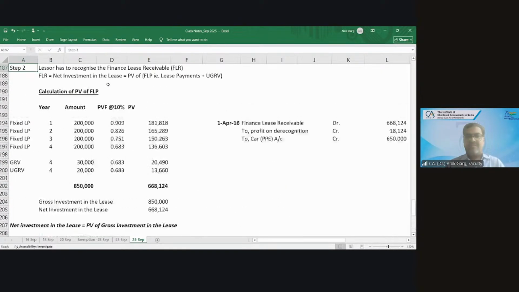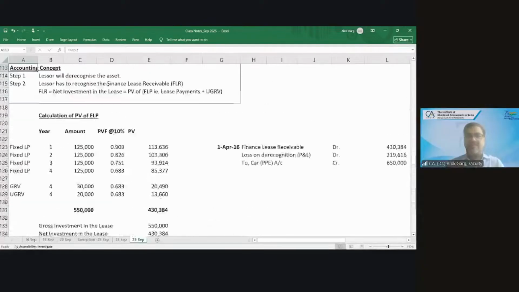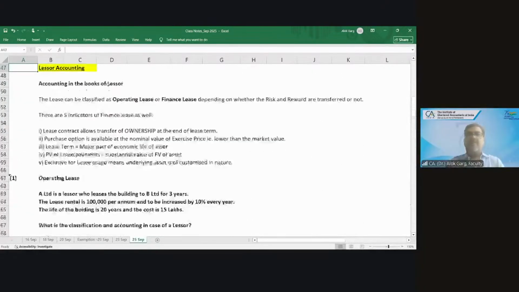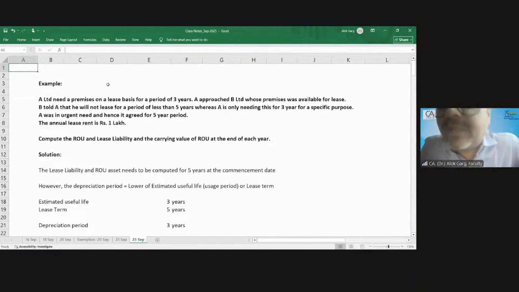No, sir, it's clear, sir. It's completely clear? Yes, sir, clear. Okay, so my dear friends, 2 concepts are remaining now. One is the sublease concept, and the other is sale and lease back. These 2 concepts I'm going to cover in the next class, the last class, with 2-3 critical questions. What we have covered today is lessor accounting.